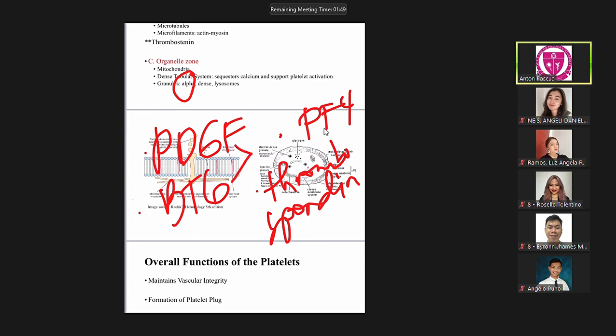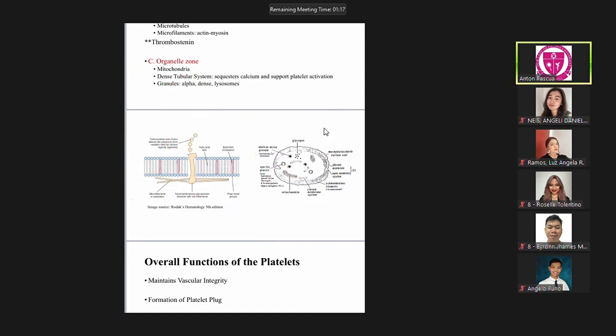Especially these two. Platelet-derived growth factor and beta thromboglobulin are needed for vascular integrity. It allows your injured vessels to be healed, to be repaired. Kaya yung platelets natin are also part of your healing process. It's because they have granules such as this that will help your vessels, those endothelial cells in your vessels, to be healed or to be repaired in cases of an injury. Okay? Pero again, hindi lang apat ang meron sa alpha ha. Marami pa yan.